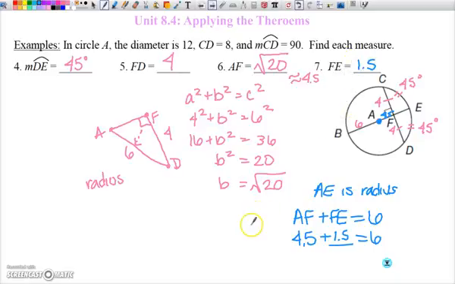So we've got Pythagorean theorem, properties of circles. It's a lot, but it all kind of works really nicely together. So just make sure you have everything written down and come in with any questions.